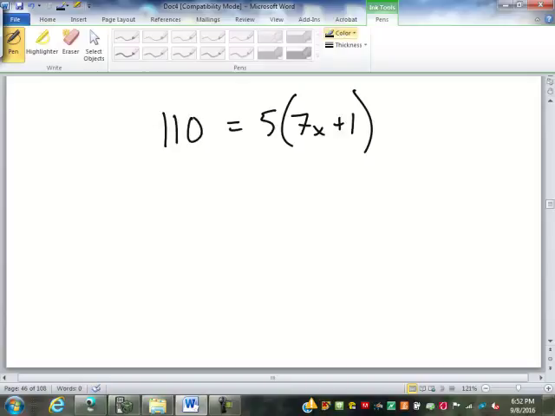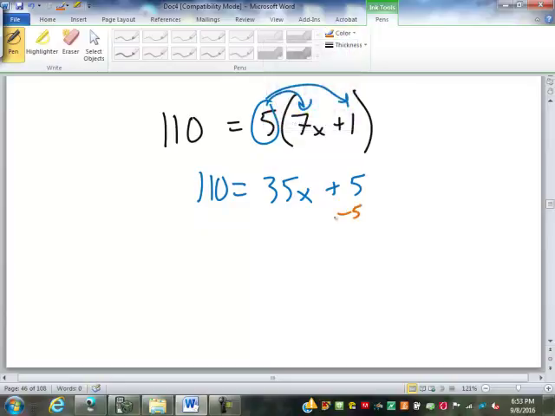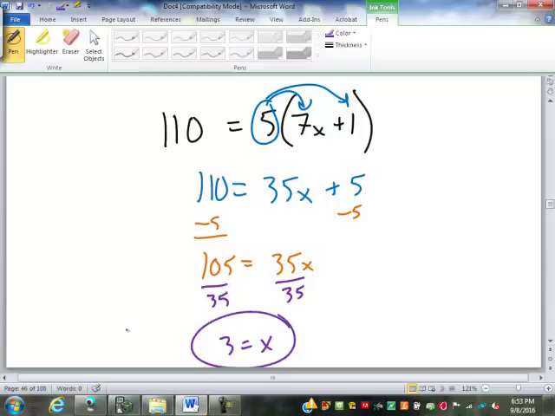Looking at this one, tell me what to do. Five times the 7x is 35x, and then 5 times 1 is positive 5. And then subtract the 5. 105 equals 35x. And then divide by 35. 3 equals x. Your turn.